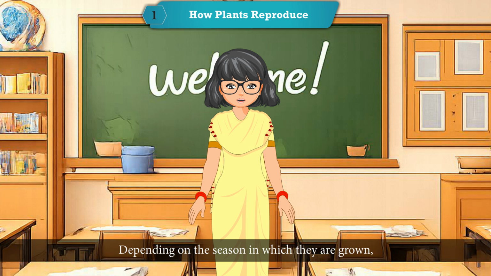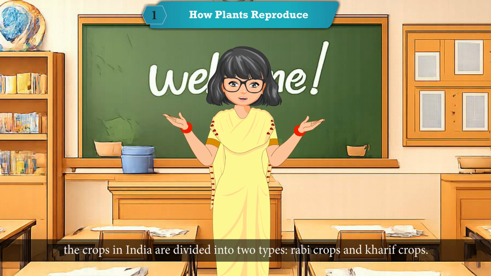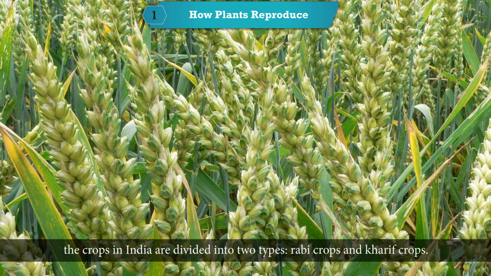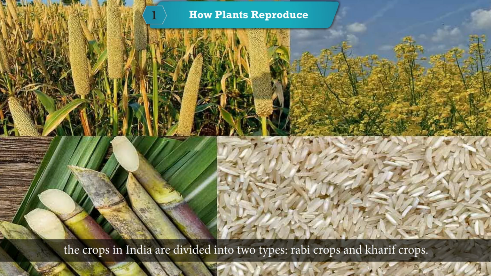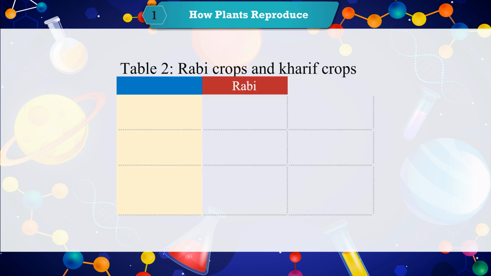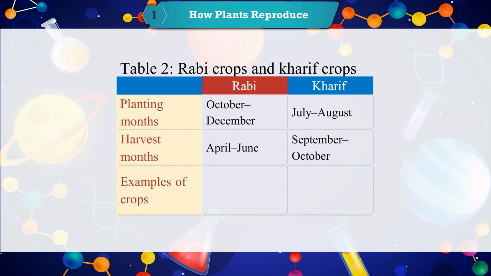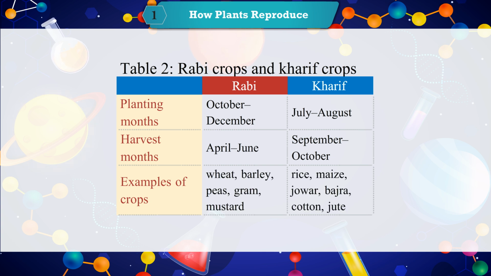Depending on the season in which they are grown, the crops in India are divided into two types. Rabi crops and Kharif crops. Table 2. Rabi crops and Kharif crops. Rabi, Kharif. Planting months: October to December, July to August. Harvest months: April to June, September to October. Examples of crops: wheat, barley, peas, gram, mustard; rice, maize, jowar, bajra, cotton, jute.